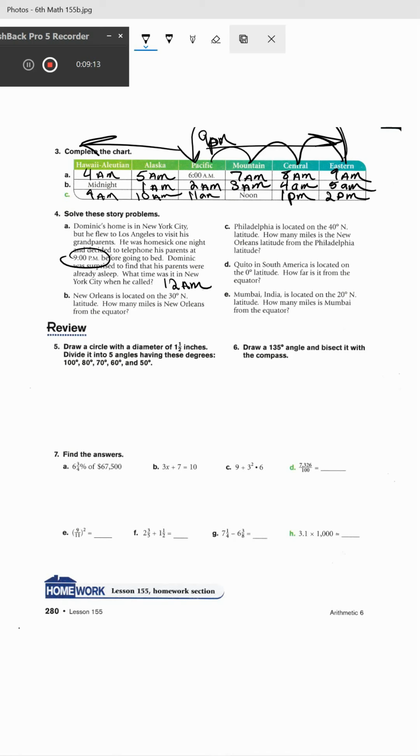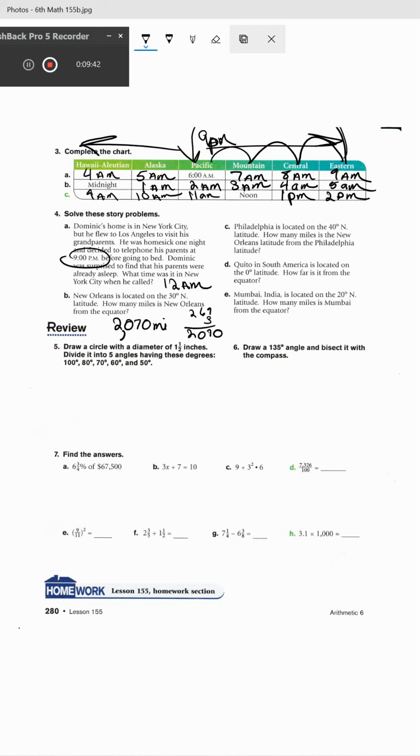New Orleans is located 30 degrees north of latitude. How many miles is New Orleans from the equator? So you're just going to do 69 times 30. Let's just do it times 3 and add the 0, and we're done. 2,070 miles. All right. Don't forget my comma.